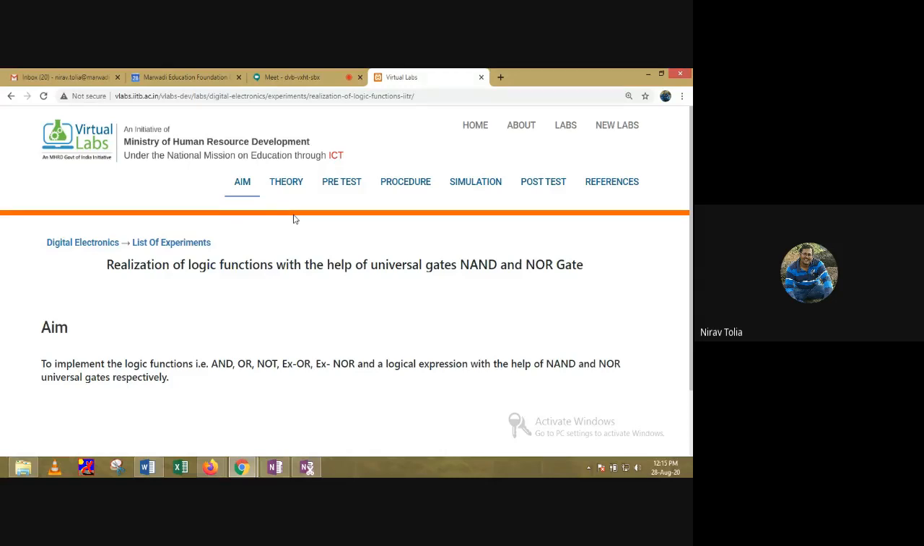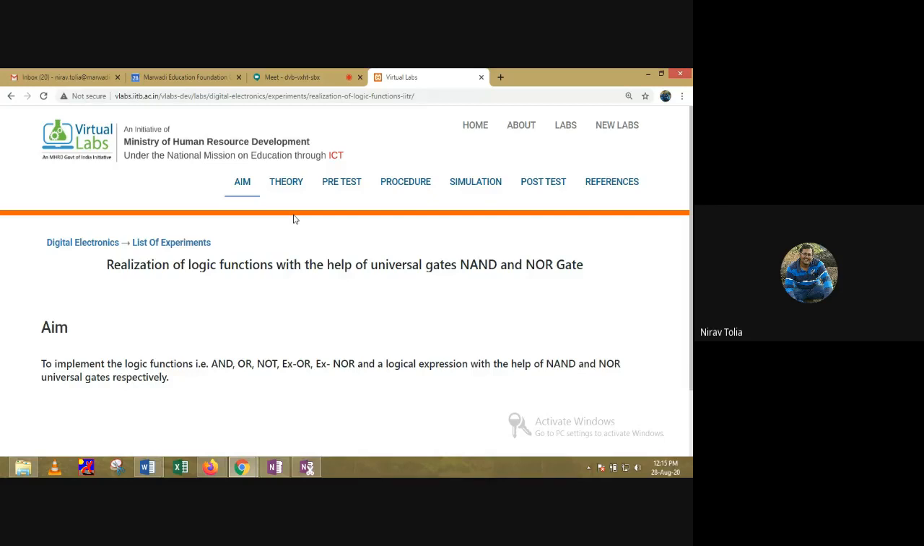Here the aim is the realization of logic function. Now what do you mean by logic function? The logic function is nothing but the gates which we already studied. You can say AND logic, OR logic, NOT logic, exclusive OR and exclusive NOT. So the experiment is the realization of logic function with the help of universal gates like NAND gate and a NOR gate.